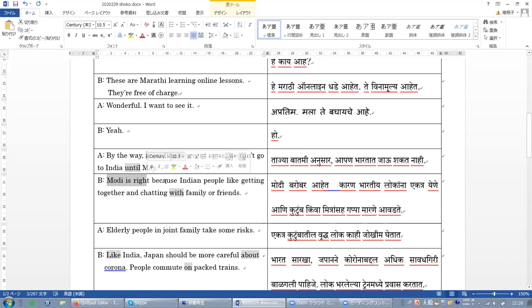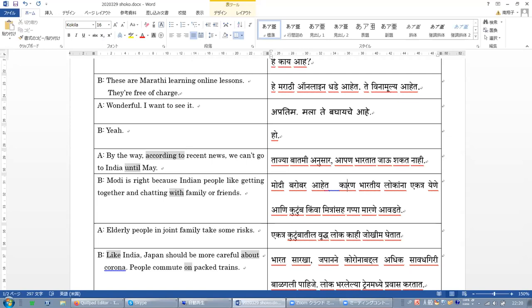Because Indian people like getting together and chatting with family or friends. So, because, karan Bharatiya. I think you're changing the R sound in the words. Karan. The R sound is with K. Bharatiya. Notice that single vertical line. Bha, Bharatiya.